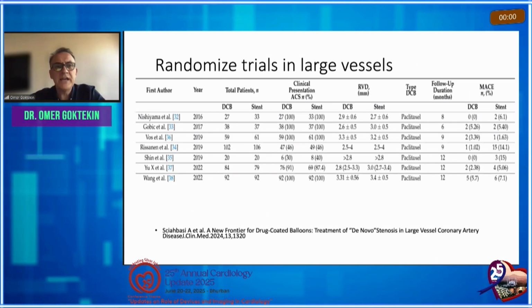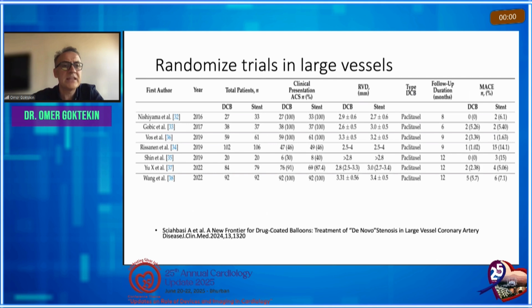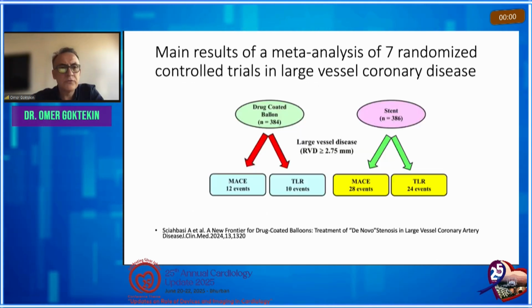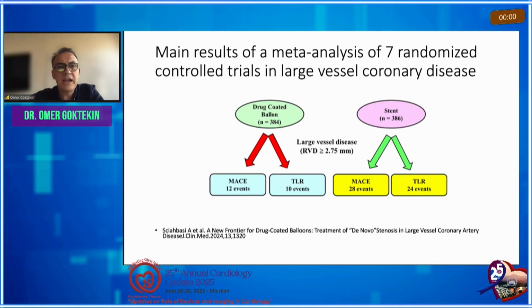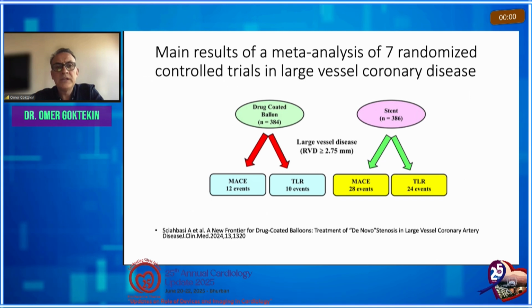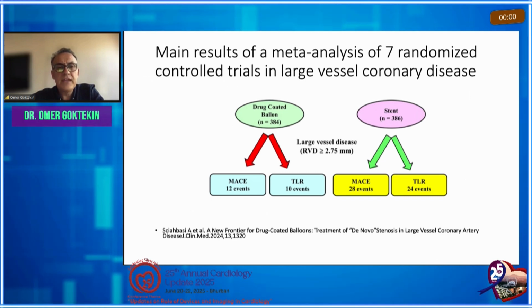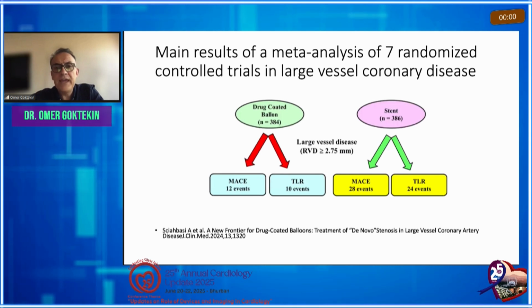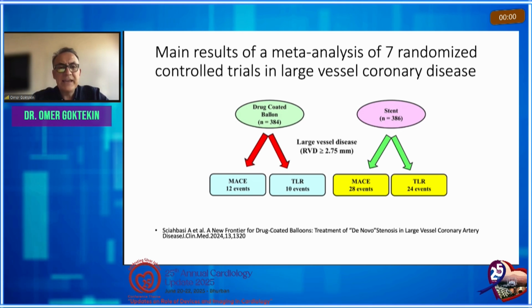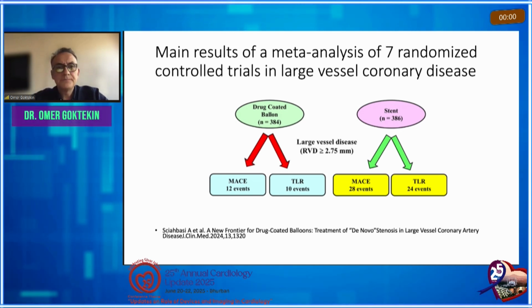How about in large vessels? We have randomized trials. Here you see 7 randomized trials, and we have a meta-analysis of those 7 trials. And here again, the numbers are quite comparable: DCB in 384, stent in 386 patients. And as you see here, we have less MACE and less TLR in the DCB arm than the stent arm in this meta-analysis.